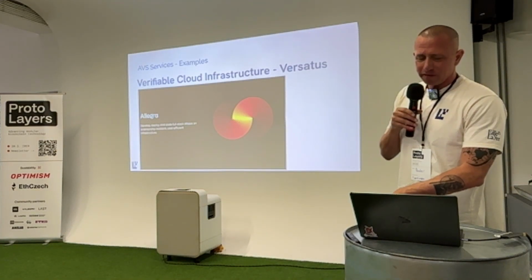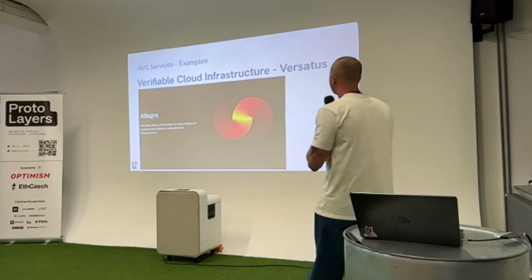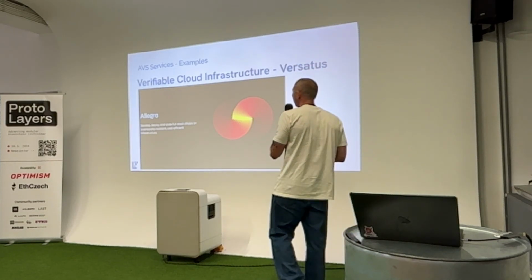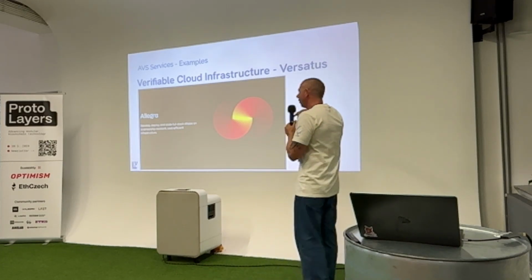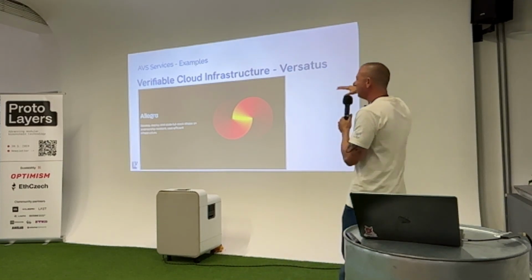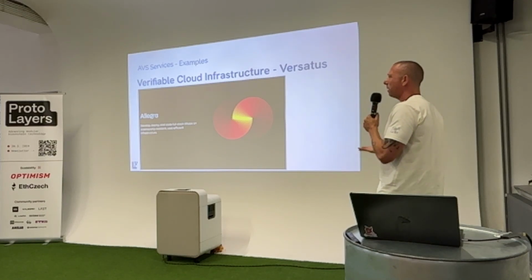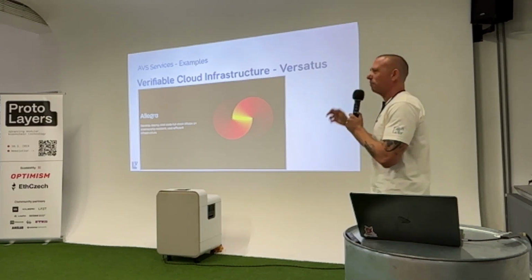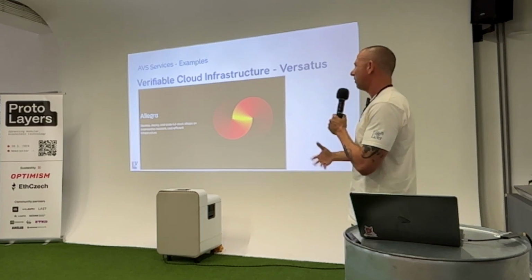So some other examples of live or publicly announced AVSs. I just spoke yesterday on this live podcast thing that I do with Versatis, who's building something called Allegro, which is really interesting. It's basically a verifiable DigitalOcean droplet. So you can spin up this DigitalOcean type droplet. You have your own server. You can do whatever you want. You can build services there.